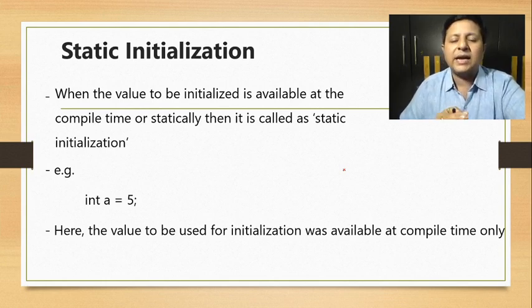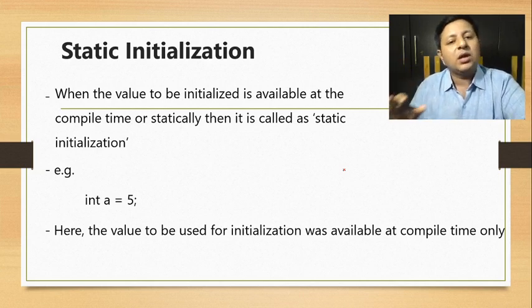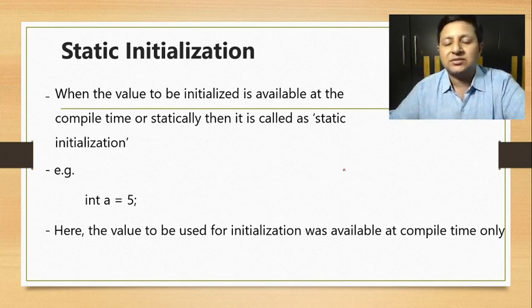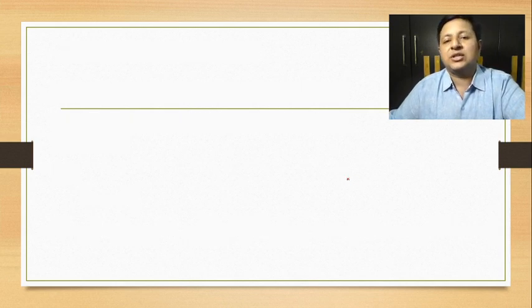Look at the example, int a equal to 5. It is initialization, obviously, but we are clearly aware of the value to be initialized from the compile time itself. So even though it doesn't execute, we at least have the value with us. And such type of initialization is called static initialization. Okay. On the other hand, the second one is dynamic initialization.